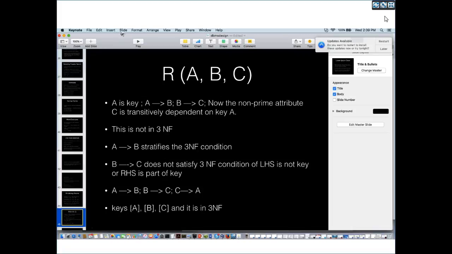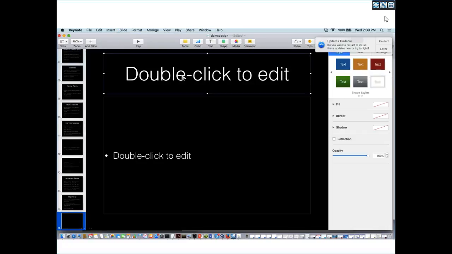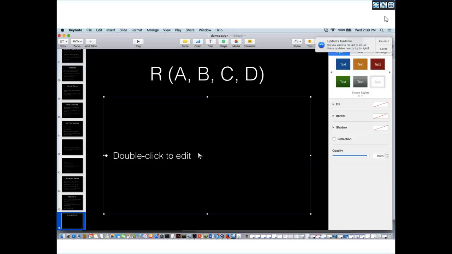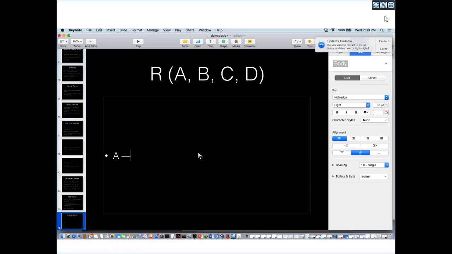For the Armstrong axioms, we will take, for example, a relation. The first axiom says that there is A and B. We can say that AB functionally determines A. This is a functional dependency.